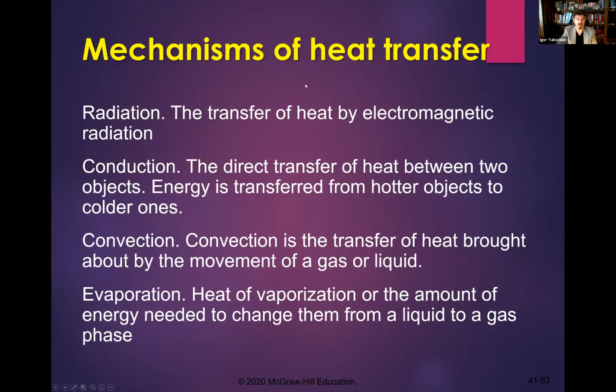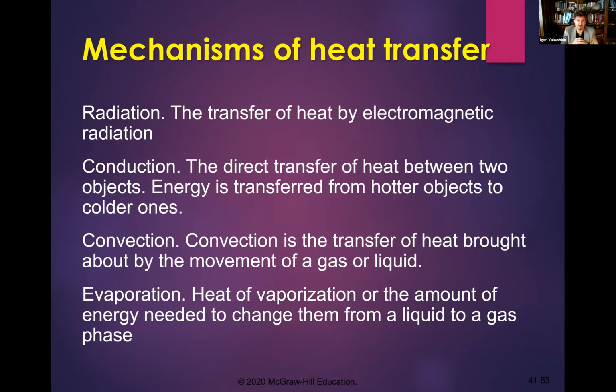All right. So mechanisms of heat transfer, that's basically a little bit of physics: radiation, conduction, convection, and evaporation. Radiation is transferred by electromagnetic radiation. Whenever you're standing outside in the sun, you can feel the heat coming at you. That's radiation. Now, conduction is from a hotter object to another, and they have to have direct contact. You grab something hot, let's say a skillet, and the heat starts transferring, your hands start burning. That's conduction.